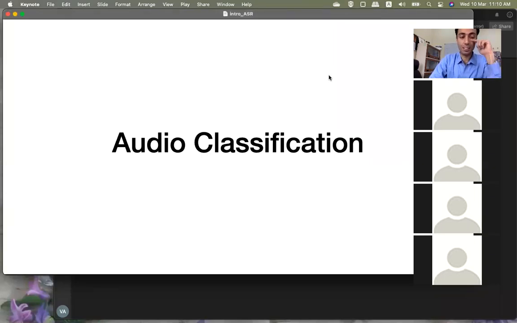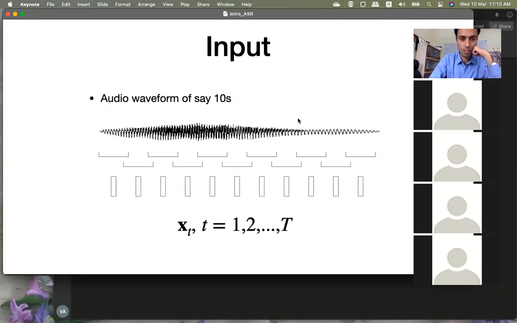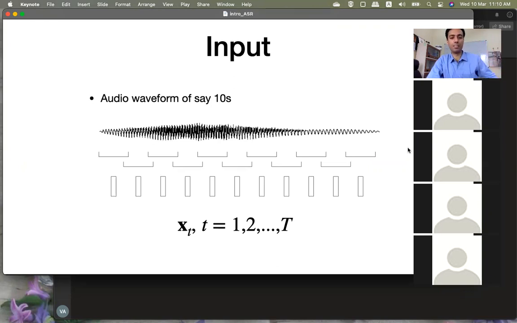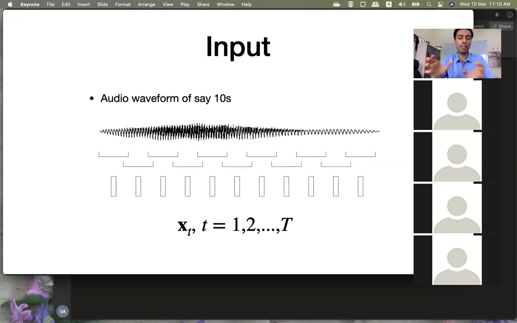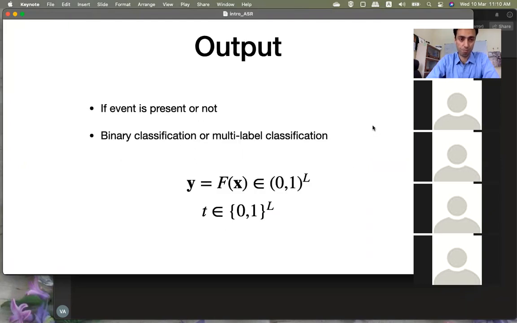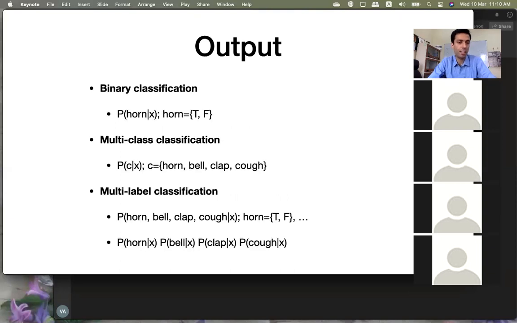Okay, so let's continue with our discussion from last time. We were discussing audio classification. We have an input which is an audio waveform. Let's say it is 10 seconds long and you split it into different windows of shorter lengths. Now, the output is of this sort, whether some event is present or not. So this slide helps to understand it a little better.